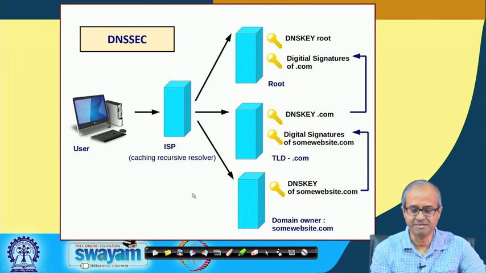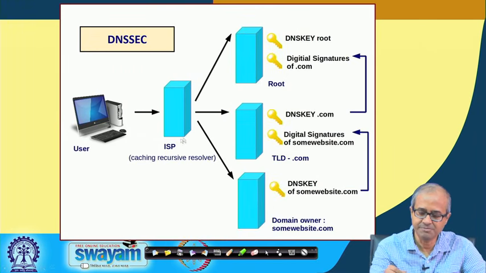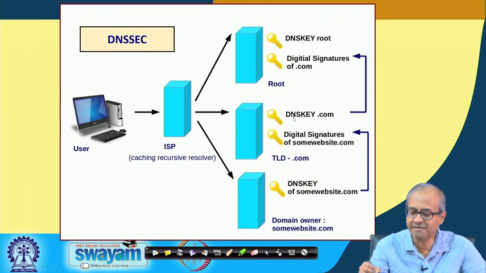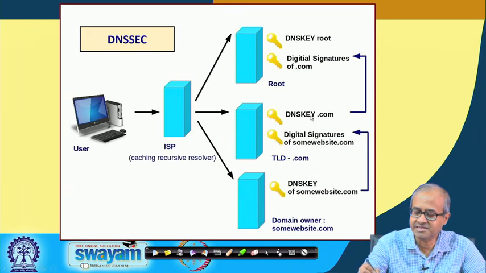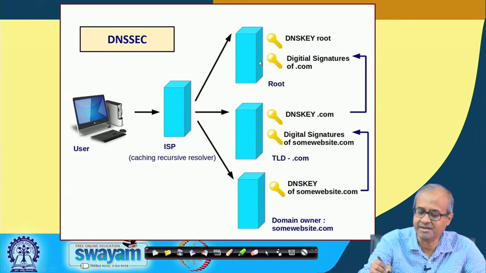So, another picture here, suppose this is my ISP, the user is sending a request, and if the ISP does not have the information, when it requests the higher level, at every level there is a digital signature process going on. So I am showing it using this DNS key of some website.com. Using that key, it is digitally signing the response and sending back here. This is digitally signing and sending back here, and finally, it will be coming back.